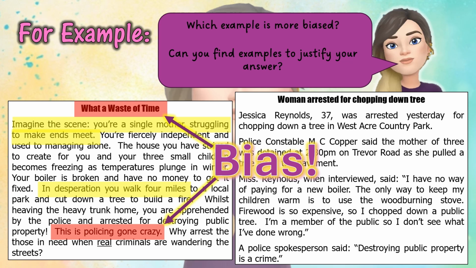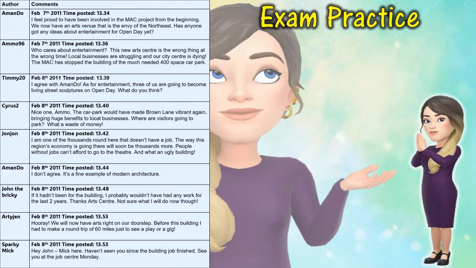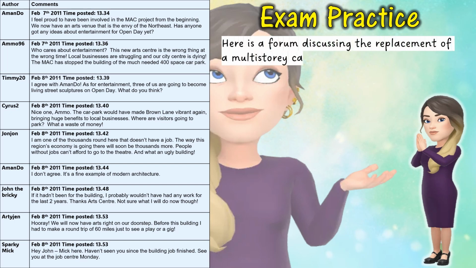How did you do? Let's do some exam practice using an exam style question from the Functional Skills Level 2 reading paper. Here is a forum discussing the replacement of a multi-storey car park with a new arts centre.